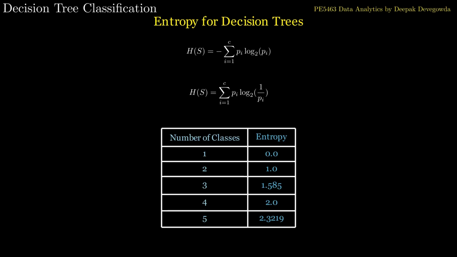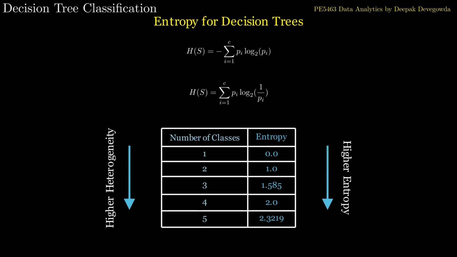So in this table, I examine different hypothetical datasets. One with a single class, which is homogeneous and has an entropy of 0. Then 2 classes of the same size, which has a higher entropy of 1. Then 3, 4, and 5 classes of the same size. And you can see that as we increase the heterogeneity, we also increase the entropy of the system.